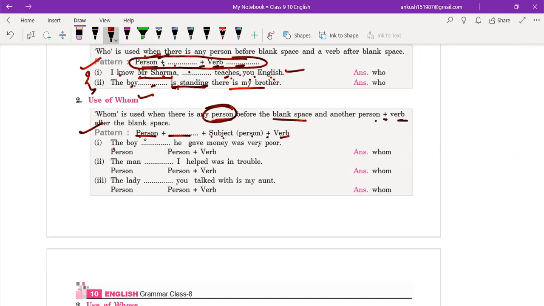So the boy is, what is boy here? It is a person. Whom he gave, he is a person and gave is a verb. The boy whom he gave money was very poor. Okay, there the clause is completed. What is completed there? The clause is completed. Understood?